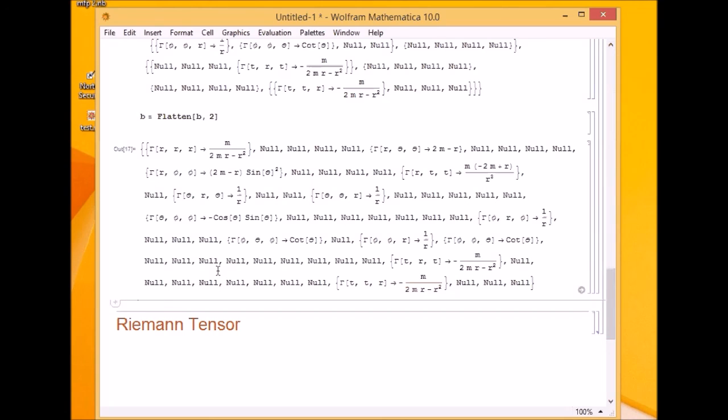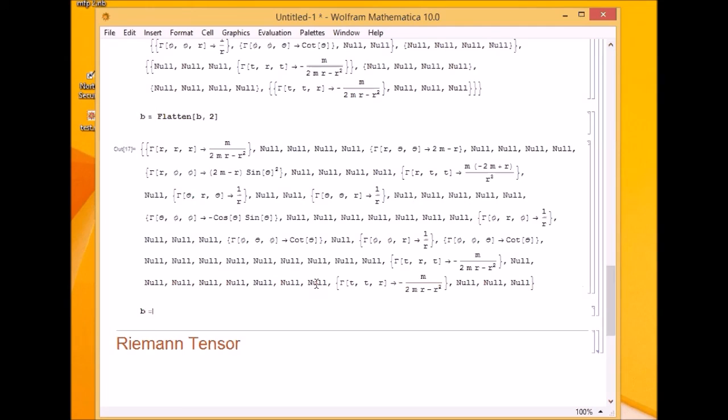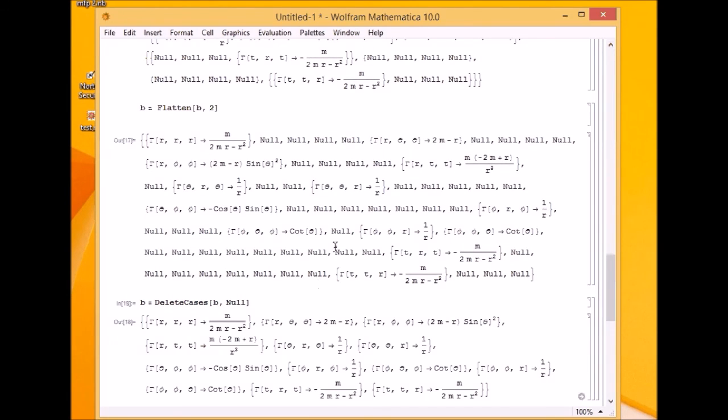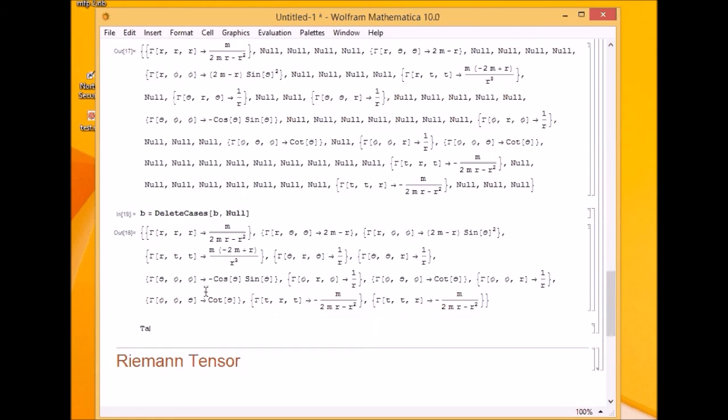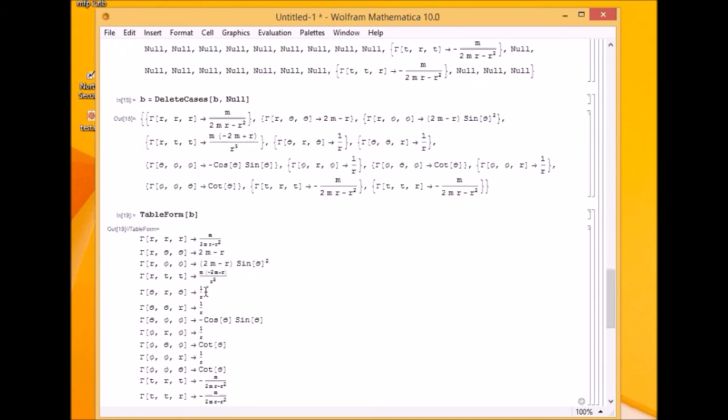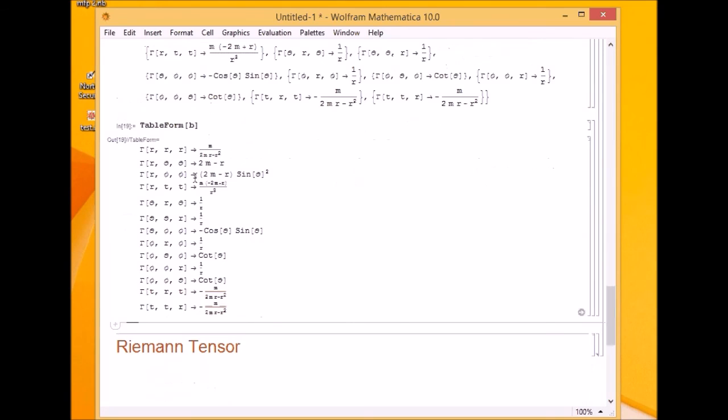So now I want to get rid of all the nulls. There is a very simple command which is known as DeleteCases. So I pass my list and I say remove wherever there's a Null. So all the nulls are removed and I only have the elements that I need, all the non-zero elements. And to display them, there's a very simple command, TableForm, and I pass b. So here we have all non-zero Christoffel values with proper indices.